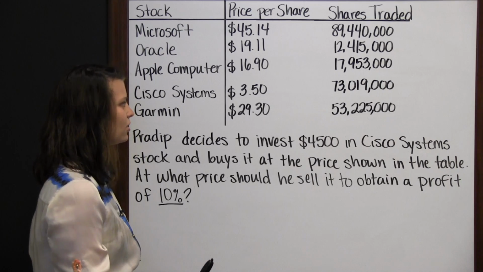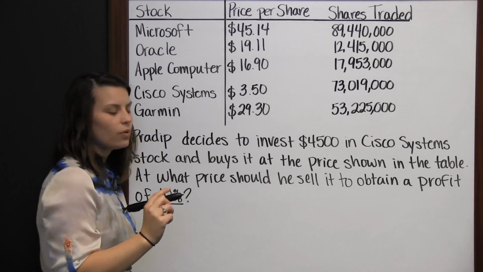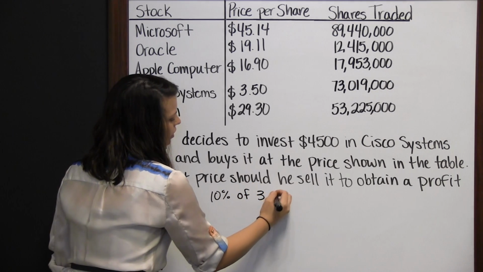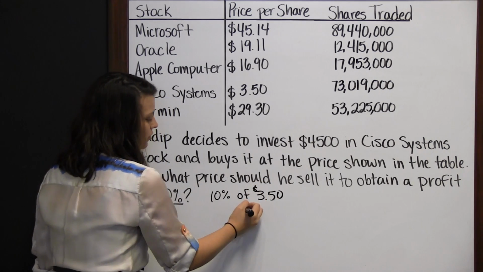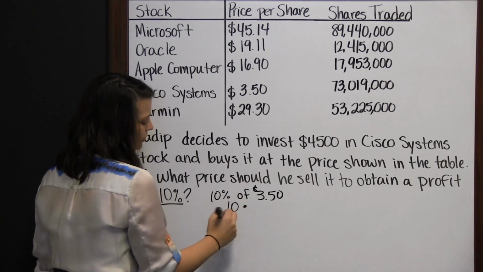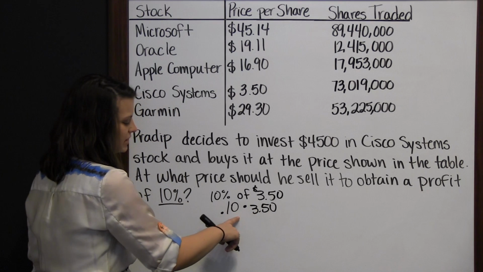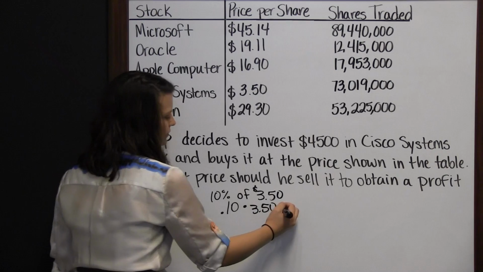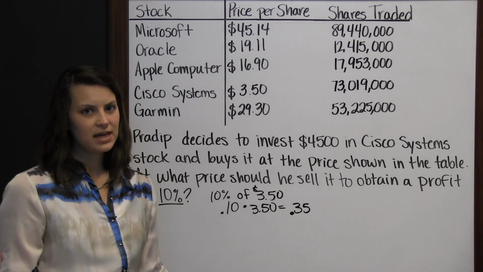And there are several ways to solve this problem. I'll show you one. So first I want to know, what is 10% of $3.50? Well, of means to multiply. So I'm multiplying times 1/10 or times 10 hundredths. And multiplying times 10 hundredths means just moving that decimal one place to the left. So that is 35 hundredths or 35 cents.